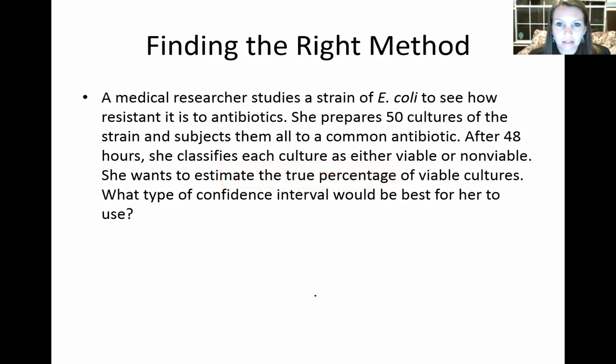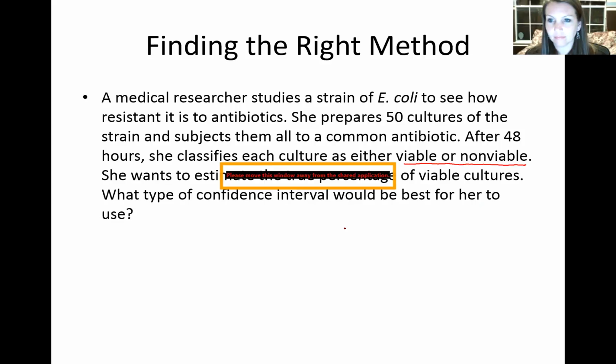All right, so in this case, it looks like we're measuring viable or non-viable. So is that going to be categorical or quantitative? Exactly, categorical. So we have a categorical variable. Do we have one group or two groups?